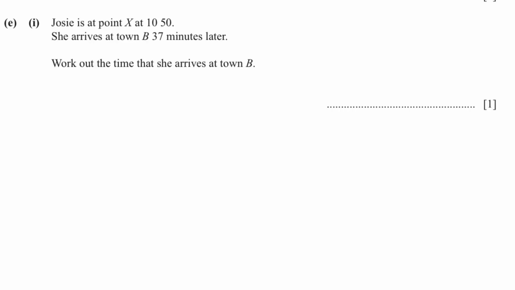Moving on to the next question, E1. Josie is at point X at 10:50. She arrives at town B 37 minutes later. Work out the time that she arrives at town B. We can do it in two ways. So she is at point X at 10:50. After 10 minutes, it's going to be 11 o'clock. And from the 37 minutes, if we subtract 10, we get 27. So at 11:27, she'll be at town B.